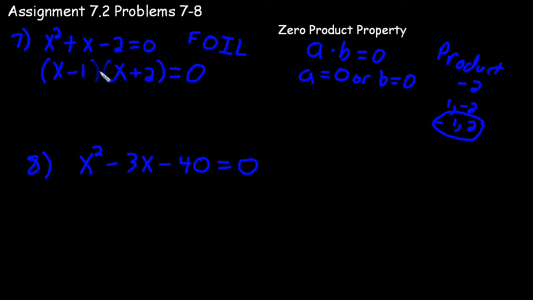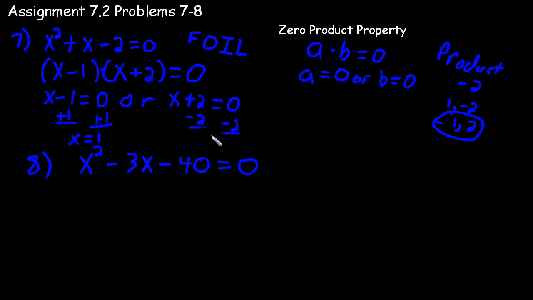The next step is to use the zero product property. We have the product of two factors equal to 0. Well, the zero product property says that either the first factor equals 0 or the second factor equals 0. So we're taking a quadratic equation and breaking it into two linear equations. And here we just add 1 to each side, and so I have x equals 1. Here we subtract 2 from each side, and we have x equals negative 2. So those are the solutions of this equation.